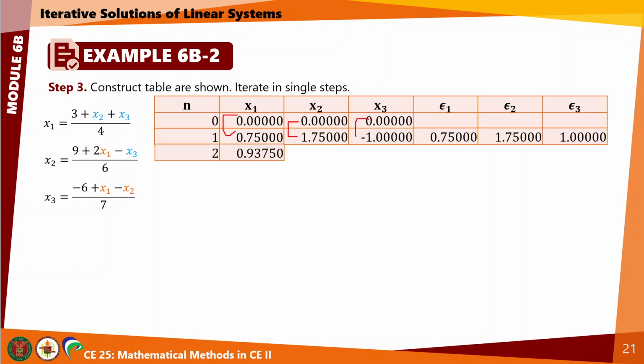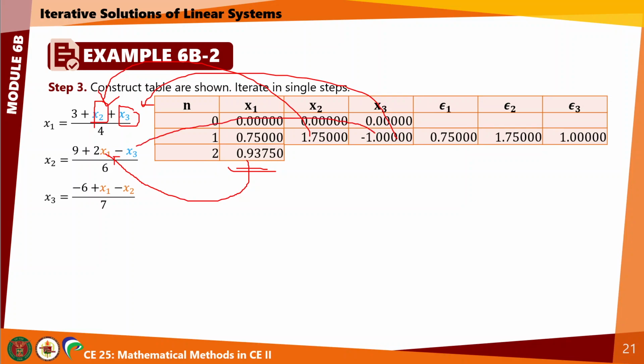Okay, so sa second iteration, since wala pa tayong current value for x sub 2 and x sub 3, galing ito sa previous. So 3 plus 1.75 minus 1. So that's 3.75 over 4. That's 0.9375. Okay? Yan ngayon yung pwede na natin i-apply dito kay x sub 2. Pero sa x sub 3, yan pa rin dito kay previous. So we have 9 plus 2 times 0.9375 minus negative 1 over 6, we get 1.97917.